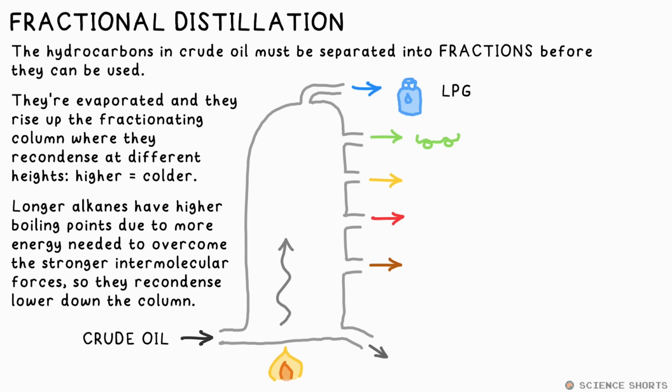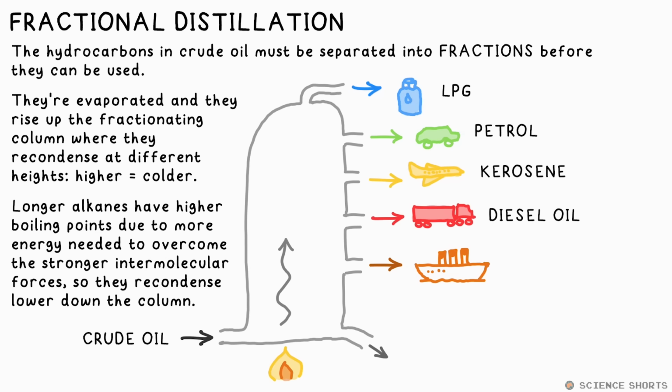These are the other fractions you need to know. Petrol is the next longest fraction, so it condenses just below LPG. That's used in cars, of course. Kerosene is used for jet fuel. Diesel oil, used for cars and lorries and other things. And heavy fuel oil is used in large ships.